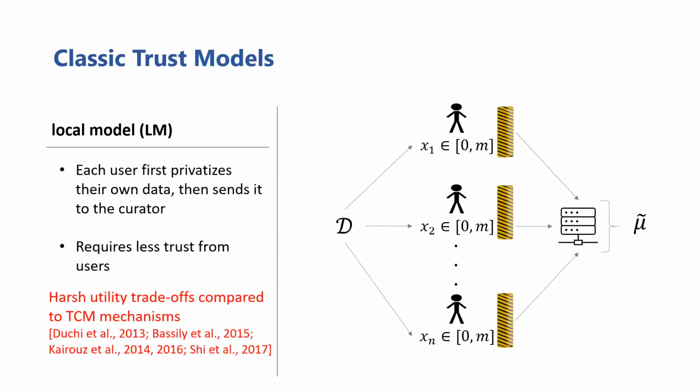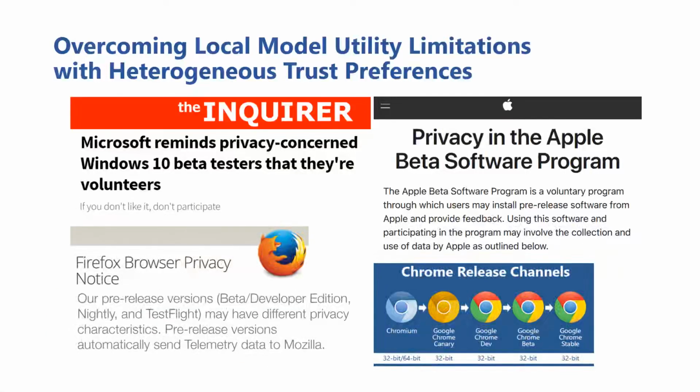Unfortunately, the downside is the utility of mechanisms in the local model are known to typically be worse, sometimes significantly so, than the analogous mechanisms in the trusted curator model. Anytime a differentially private computation is going to be performed, one of these trust models needs to be chosen. To make this choice, we have to consider the trust preferences of the users whose data we'll be using.